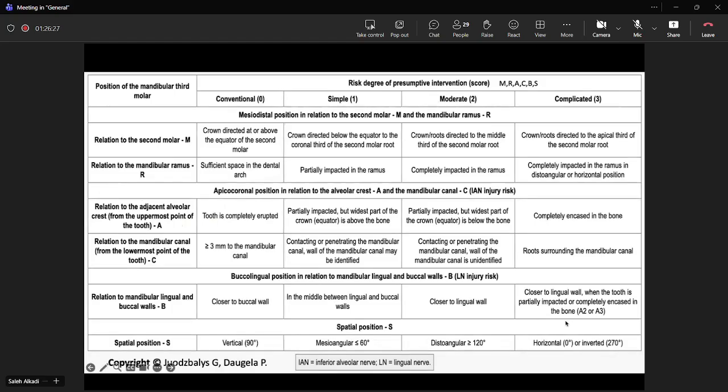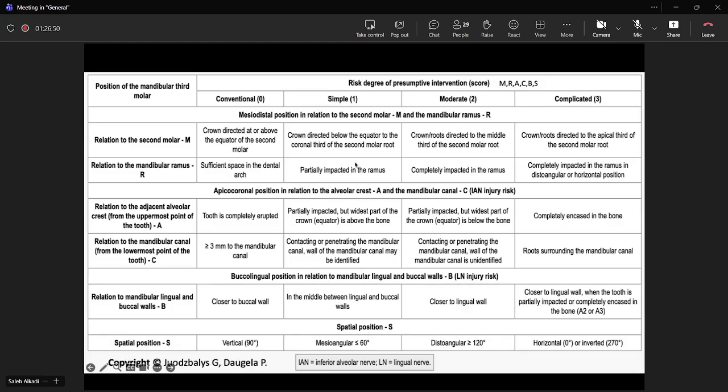However, in most recent years, let's say in 2013, surgeons from Lithuania came up with this classification to predict the difficulty of the wisdom teeth extraction, and it's the most accurate so far. It was modified also in 2021 by other surgeons at the Medical University in Vienna.